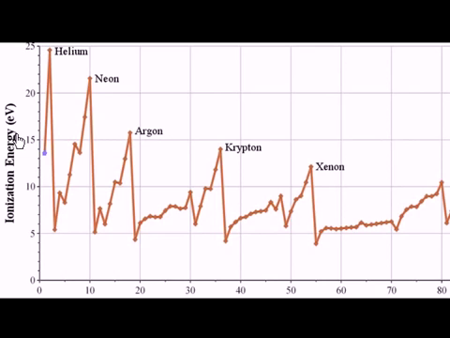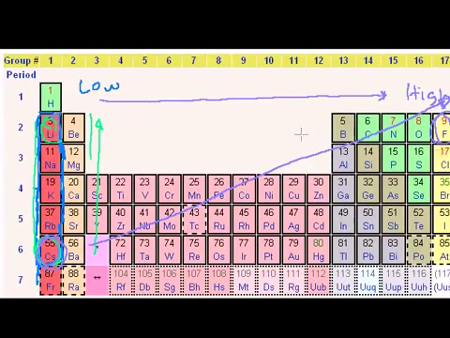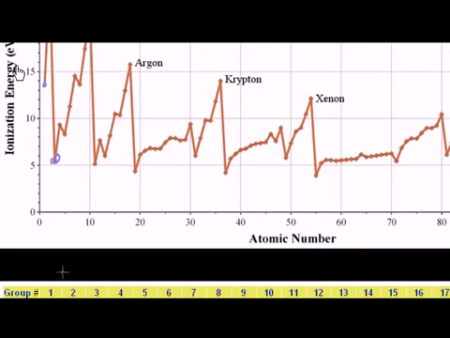But as soon as you go from helium, this point right here is lithium, right? Lithium has atomic number 3. Let me put that this is lithium. All of a sudden, to remove an electron from lithium, it only requires 5 electron volts, so less than half of what it required for hydrogen. And then as you go to the right of the periodic table, the ionization energy keeps increasing.